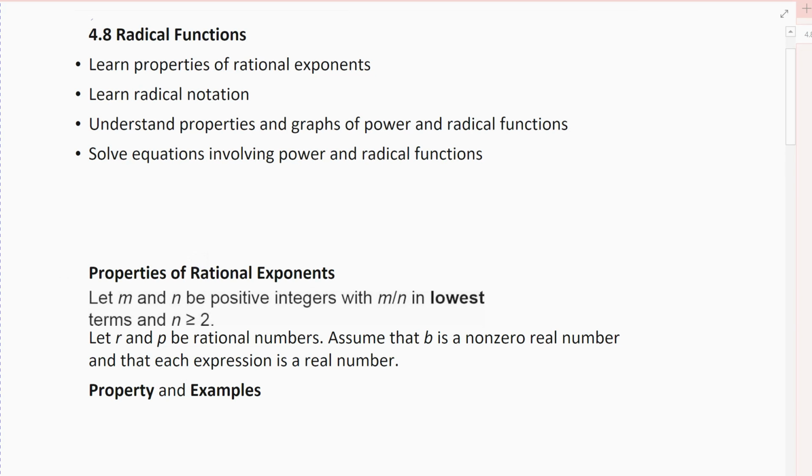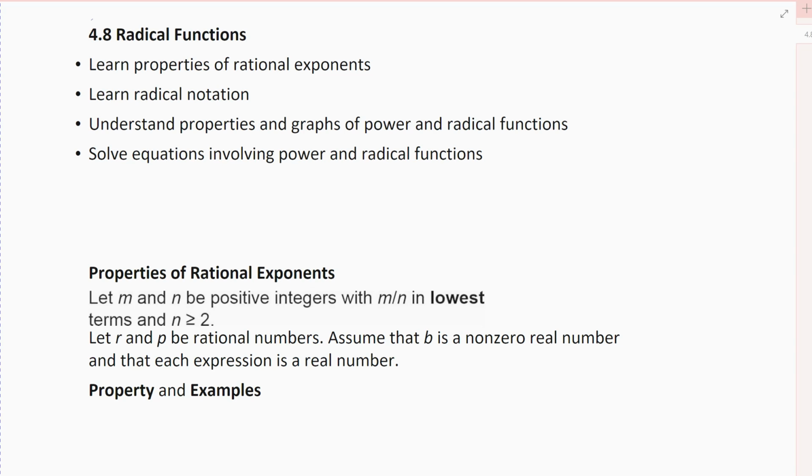The last section in chapter 4 is 4.8, which is going to look at a special type of function called the rational function. It's not a polynomial type. This is when we're going to look at functions where we've got powers that are not whole number values. They're fractional values or negative values, all right? So that's what we're going to look at. That's what rational exponents are.